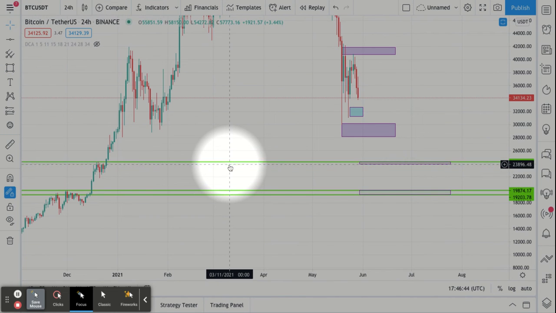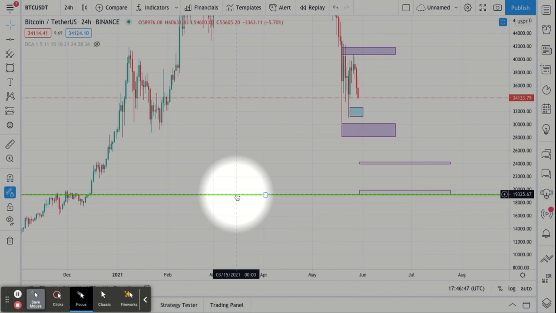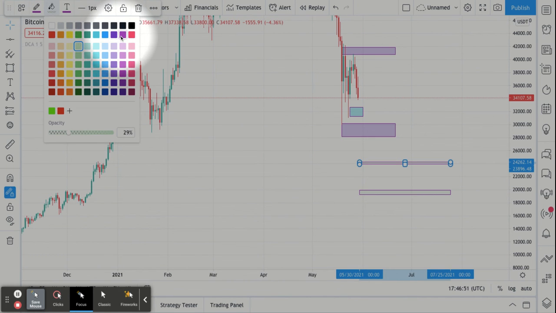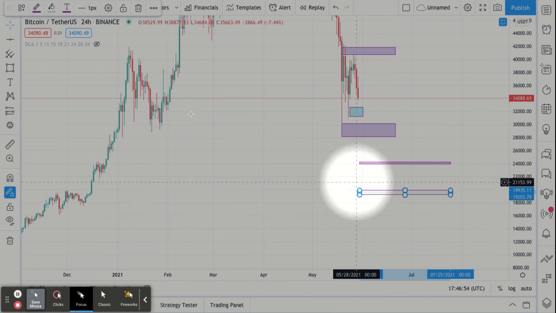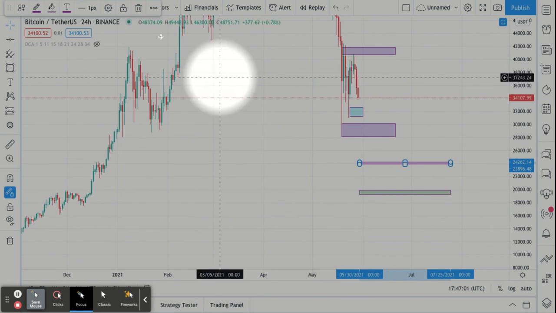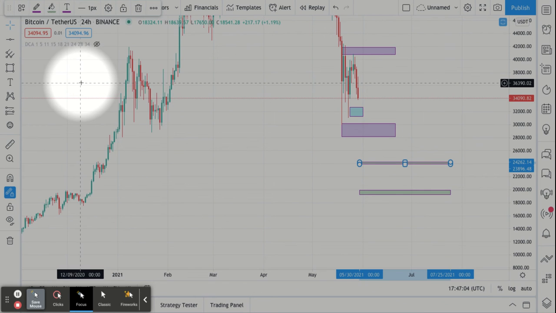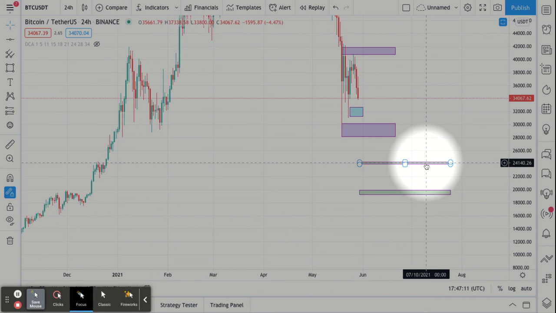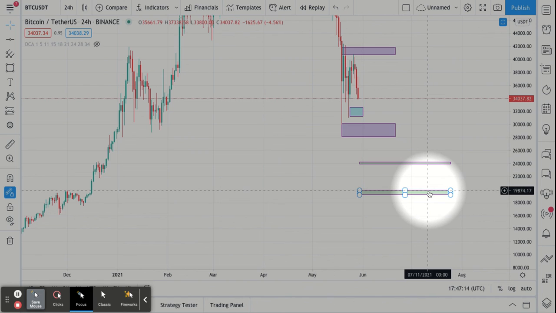I'm going to clean it up for you guys a little bit. Let's make it purple. Actually, what we'll do is we'll make it a different color. So we're going to make it dark green. All right, so there's my other 2 boxes. So those are going to be my next floors. So this area is going to be 24,000, and then dropping down to about 20,000, about 19,000. So those are going to be my next 2 areas.